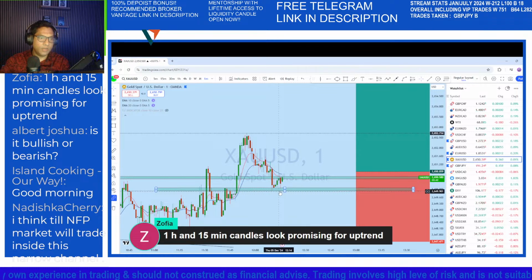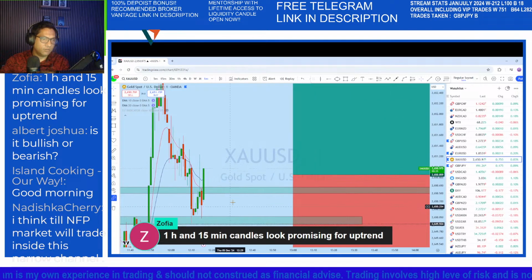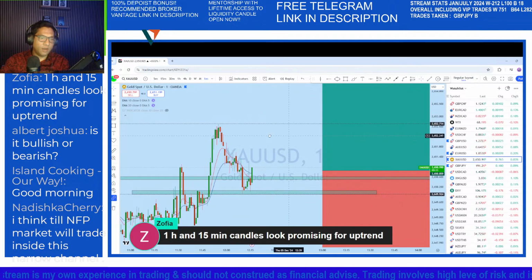This is an important level here. So you see on the 1 minute, there is another liquidity candle which might give a bounce here.